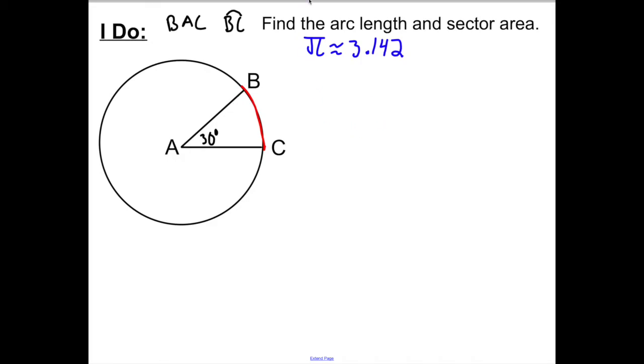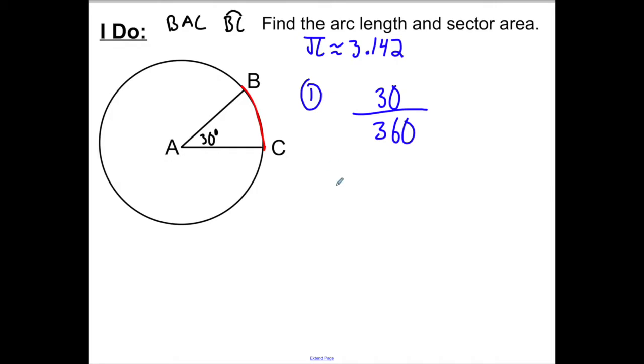All right, remember the first step we want to do is say, look, I know that there's 360 degrees in a circle. What fraction of the total degrees does 30 represent? So I take 30 and divide it by 360.